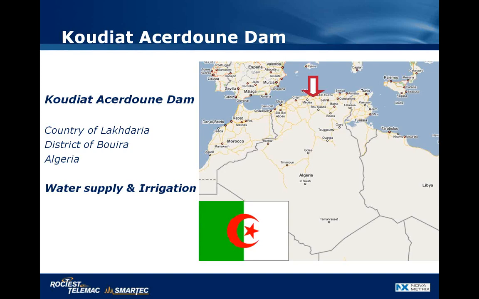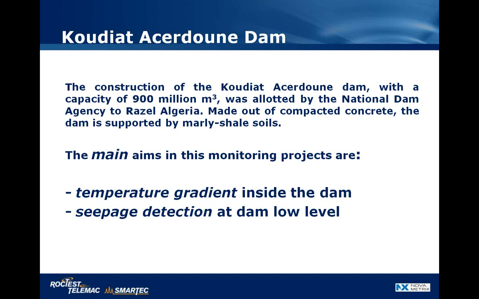Another interesting project was developed in Algeria. On the contrary, with respect to the two previously presented projects, this one relied on a passive detection technique. The main aim was in fact to study the thermal gradient within the different concrete layers, and as well identifying seepage and water infiltration area at the low levels of the dam.